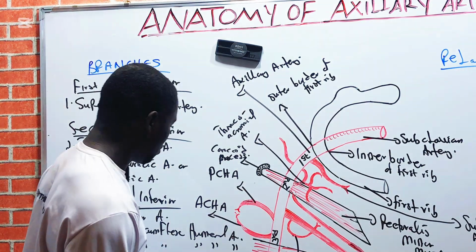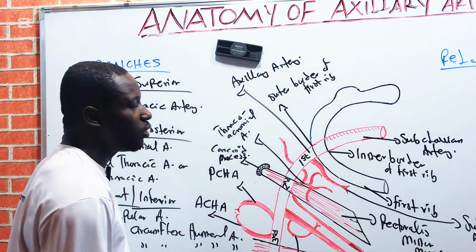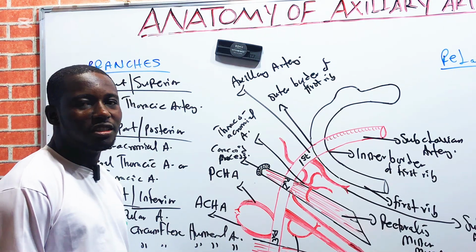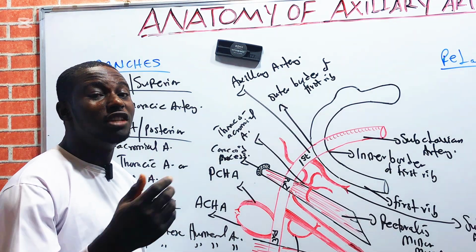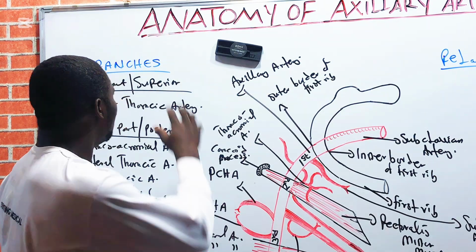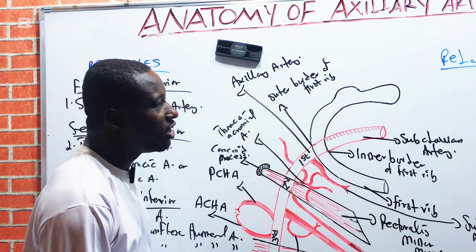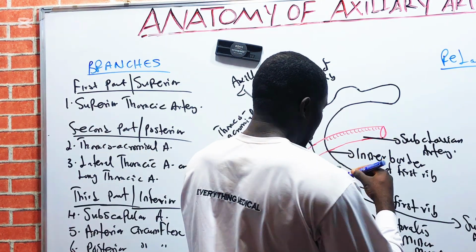Okay. Next we're going to be looking at the clinical relevance. But before that, I'm going to give a mnemonic to remember the branches of the axillary artery. The mnemonic is sulla thoraco pars.